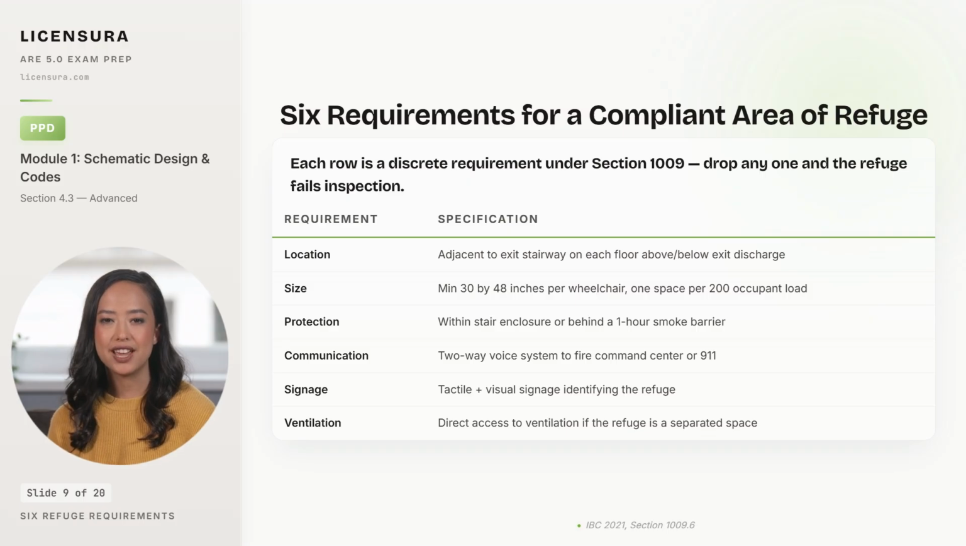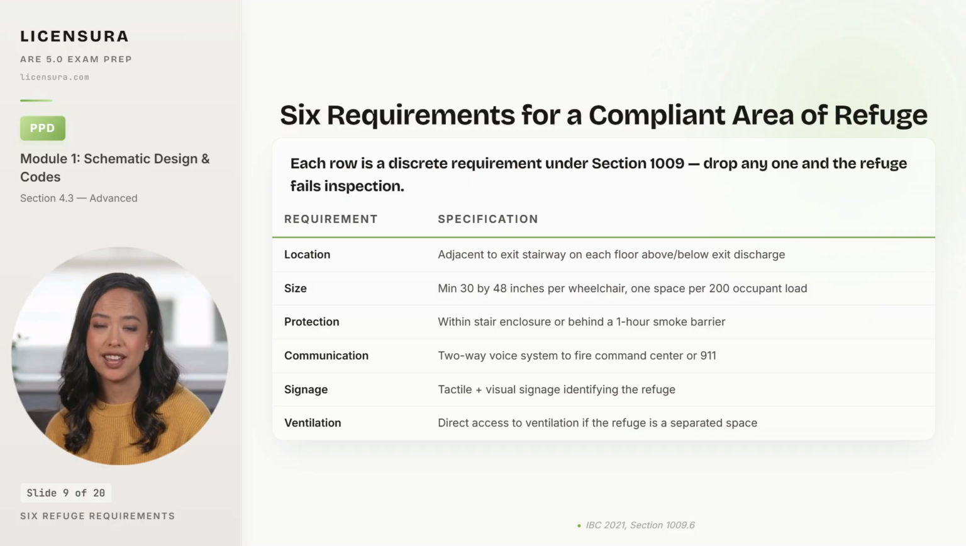Sixth, ventilation. Direct access to outside air if the refuge is a separated space, so the occupant is not trapped in a sealed box. Skip any one of these and the inspector cites the refuge as non-compliant. The firm has to retrofit before the certificate of occupancy is issued. But before designing the refuge, check whether the building has already exempted itself.